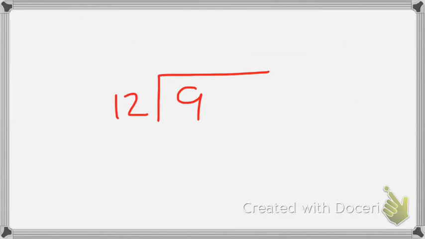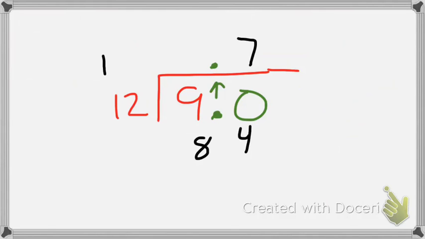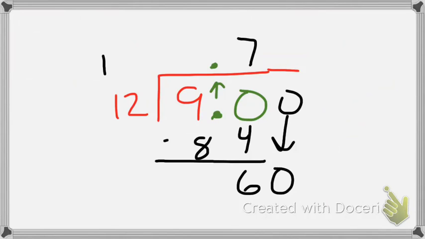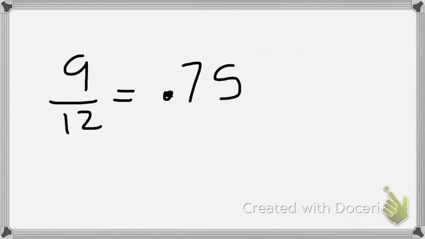Which you cannot do, so you're going to have to add a decimal point and a 0, and then place your decimal point on top before you do anything else so you don't forget it. And then 12 goes into 90 7 times. Add a 0. And 12 goes into 60 5 times. So we've got 0.75 or 75 hundredths. So 9 twelfths equals 75 hundredths.